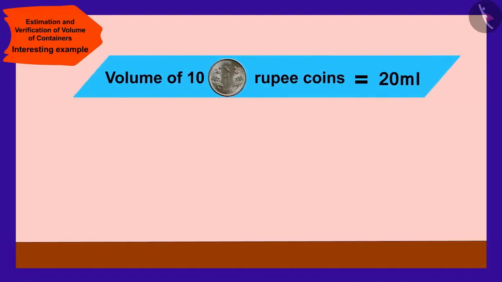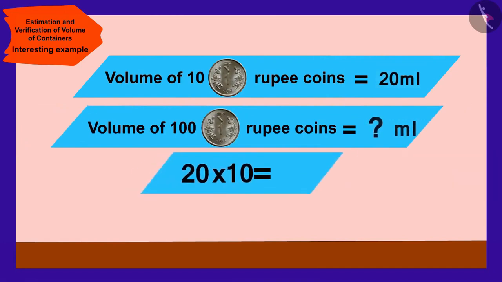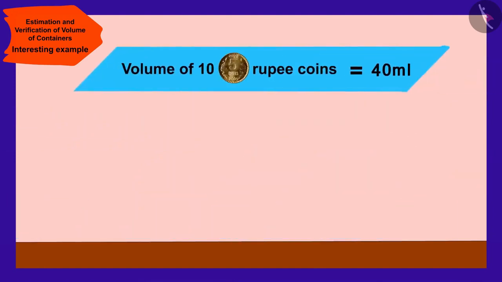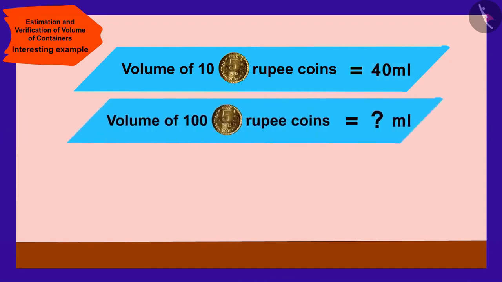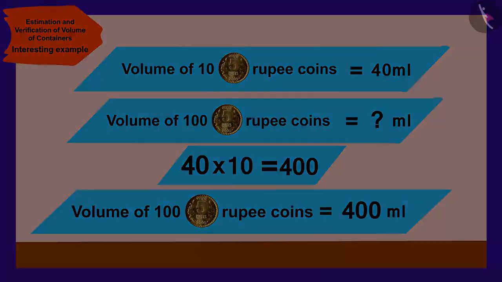The volume of 10 1 rupee coins is 20 milliliters. Therefore, the volume of 100 1 rupee coins will be 20 times 10, or 200 milliliters. And the volume of 10 5 rupee coins is 40 milliliters. So, the volume of 100 5 rupee coins will be 40 times 10, or 400 milliliters.